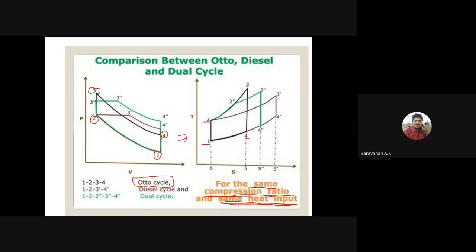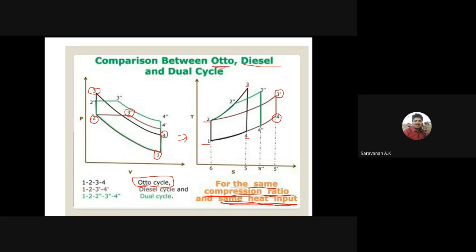The difference between the Otto cycle and the diesel cycle: here the third process will be constant volume, sorry, constant pressure process. So what will happen? The curve will be like this.